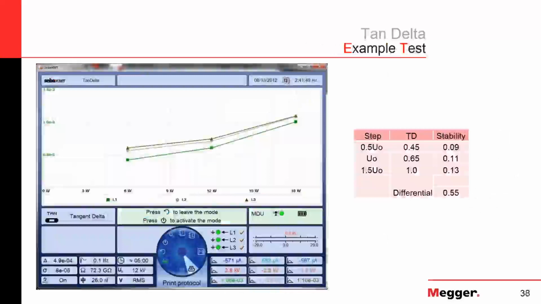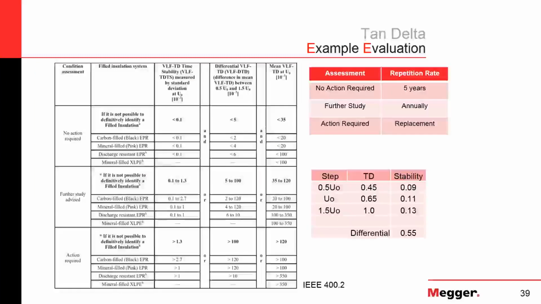So I have an example test here of tan delta testing. 3 phases were tested here, but we're only going to pull 1 out. And these are the 7 numbers you would need to do your manual calculations. And this is the average tan delta at half rated, rated, 1.5 rated, the stability measurements for each of those, and the subtraction between the 1.5 times voltage and the half voltage. I'll reproduce that here on the next screen so we don't have to flip back.